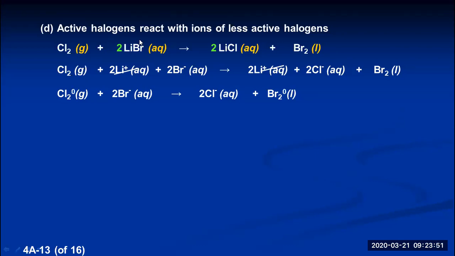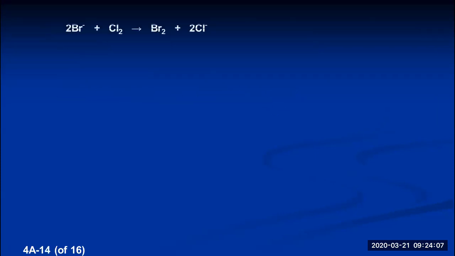If I add the little zeros here for the elemental substances, the chlorines are going from 0 to -1. Their charges are going down. They're undergoing reduction. The bromides are going from -1 up to 0. They're undergoing oxidation.